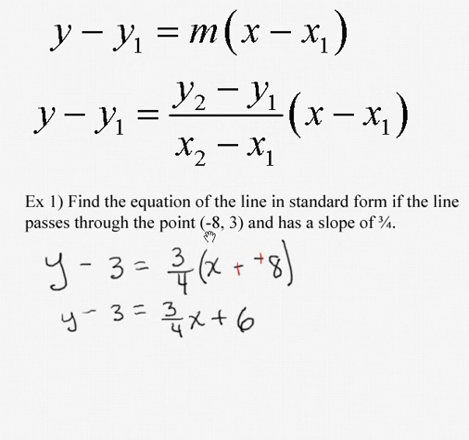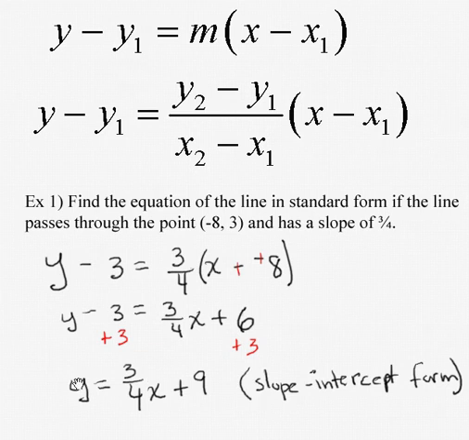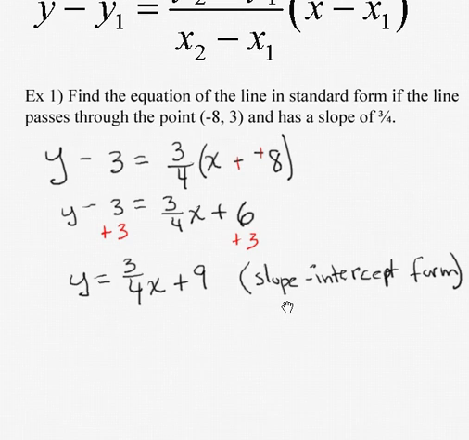And then in our next step, we'll distribute 3/4 x and distribute 3/4 of 8. 4 will divide into 8 2 times. 2 times 3 is 6. And then we need to add 3 to both sides to get y by itself. And there is the equation of the line in slope-intercept form. y equals 3/4 x plus 9.